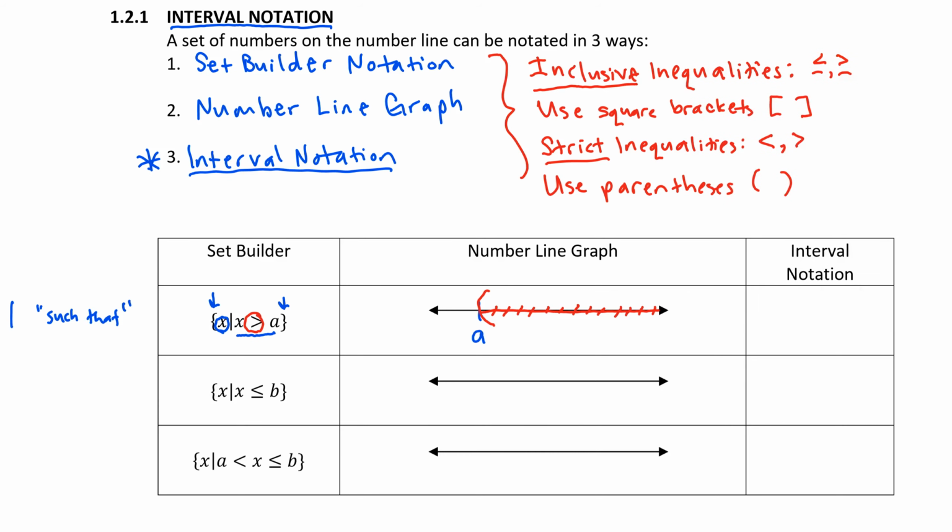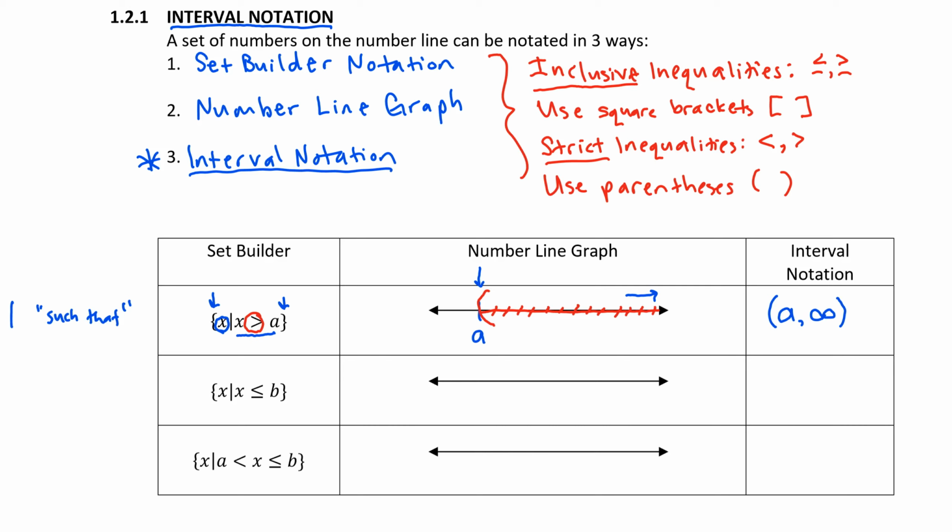So I'm going to find the leftmost number in the graph. It's a, and we've already decided on a parenthesis. And then I'm going to find the rightmost number in the graph. In this case, there is no rightmost number, so we're going to call that infinity. And we always use parentheses with infinity. So the interval notation says that any number between but not including a on up to infinity would be a solution to the inequality x greater than a.